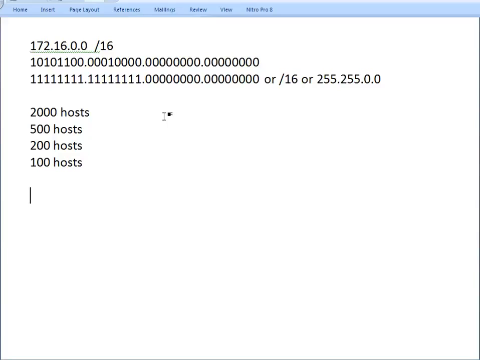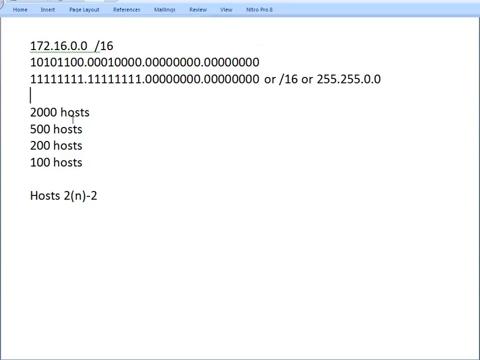Okay. The formula for the hosts was 2 to the power n minus 2. Now, for 2000 hosts, we have 16 zeros here to play with. The ones we can't touch, because the ones were given to us. But these zeros are ours. We can do whatever we want with them. We can borrow the zeros and make them ones, and so on.